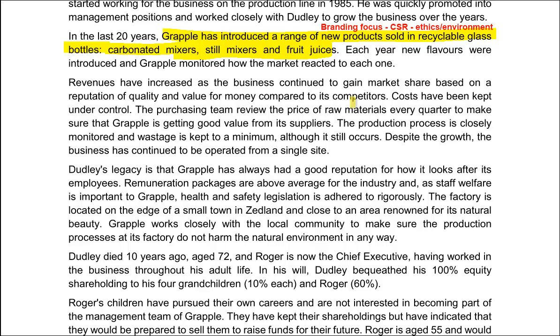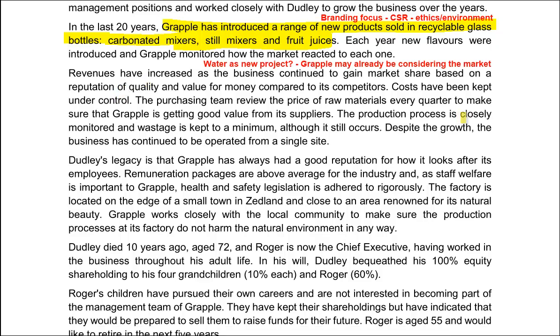But with this in mind, again, Grapple are open to new projects. This could be a new project given our previous information from the industry pack. So on top of this potential water project, where they're looking for a new product, we can see that Grapple have increased revenues, and the way that they've done that is through a reputation of quality and value for money compared to competitors. Now, this is quite an important point because this will likely determine the type of strategy that Grapple want to undertake as they compete for an increasing market share.